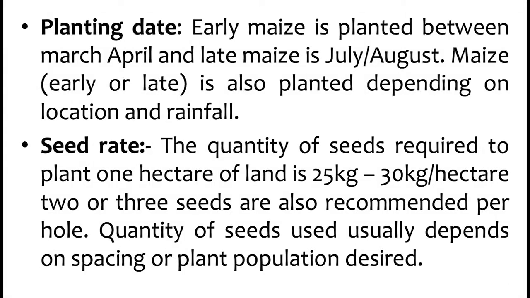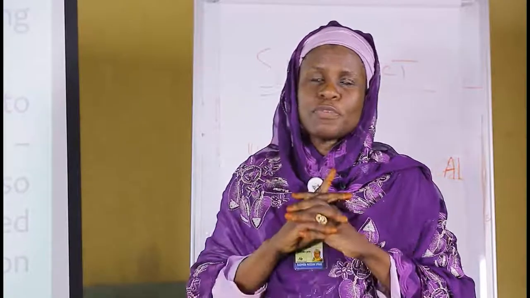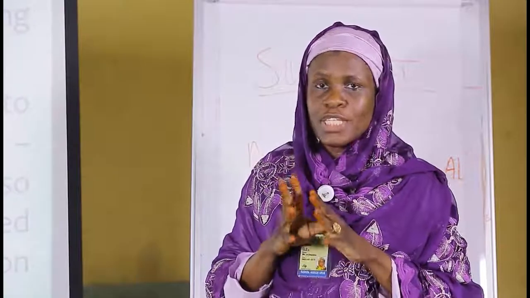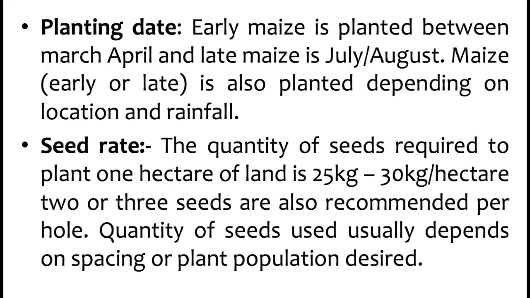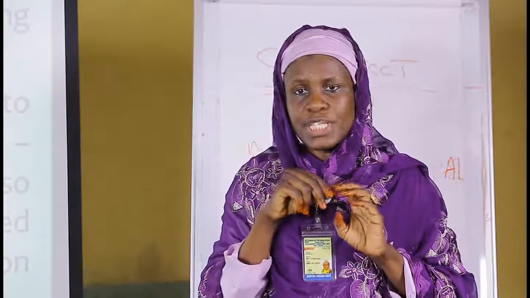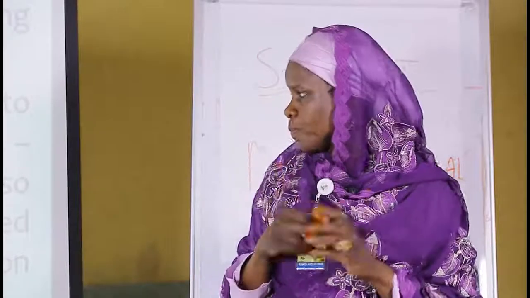The next one is the seed rate. The quantity of seed required to plant on 1 hectare, that is what? That is the seed rate. So a quantity of maize that is required on 1 hectare is about 25 to 30 kg per hectare. You are supposed to plant 25 kg to 30 kg per hectare. That is 2 or 3 seedlings per hole. You are to plant 2 or 3 seedlings per hole.